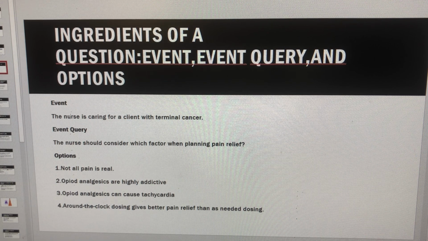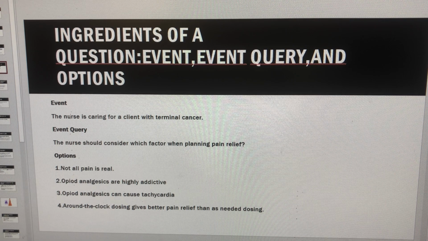Options: 1. Not all pain is real. 2. Opioid analgesics are highly addictive. 3. Opioid analgesics can cause tachycardia. 4. Around-the-clock dosing gives better pain relief than as-needed dosing.